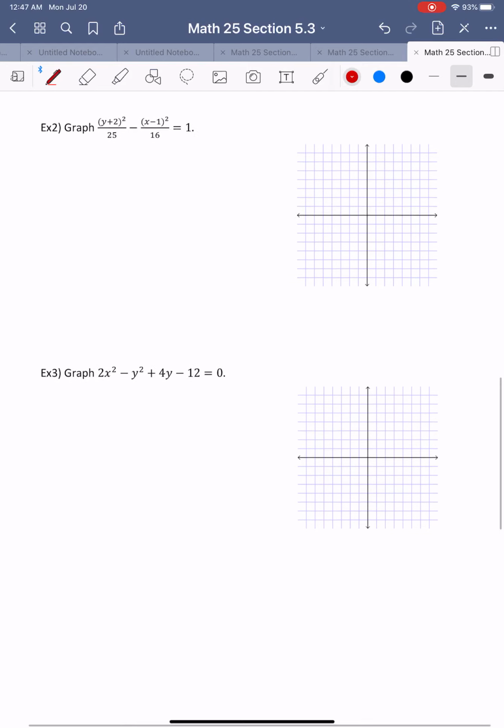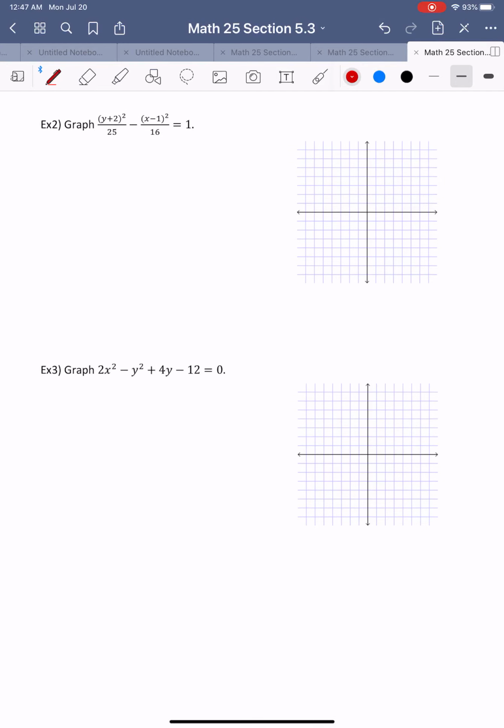Okay, example 2, the graph. So the center this time is from here, so h is 1 and k is negative 2. A squared is 25 because 25 is the constant term, so a is plus or minus 5. And then b squared is 16, so b is plus or minus 4.